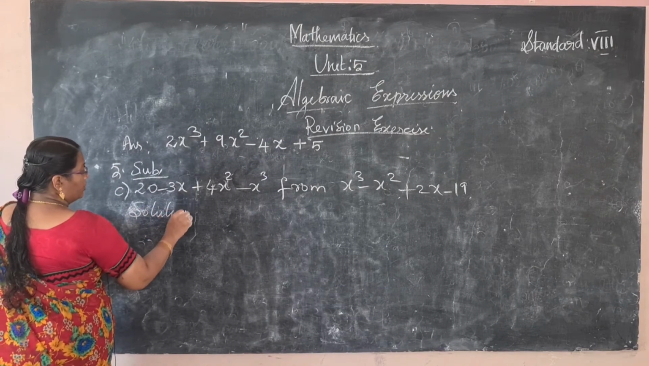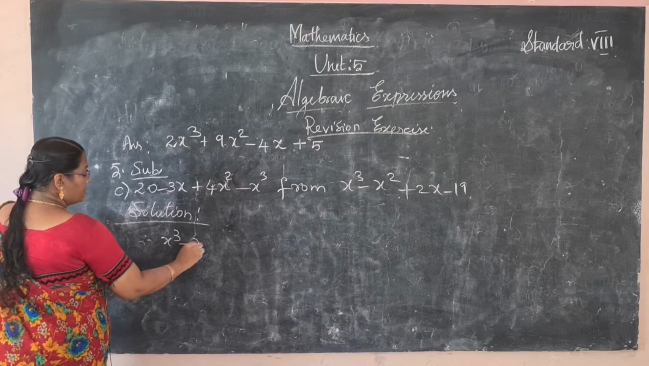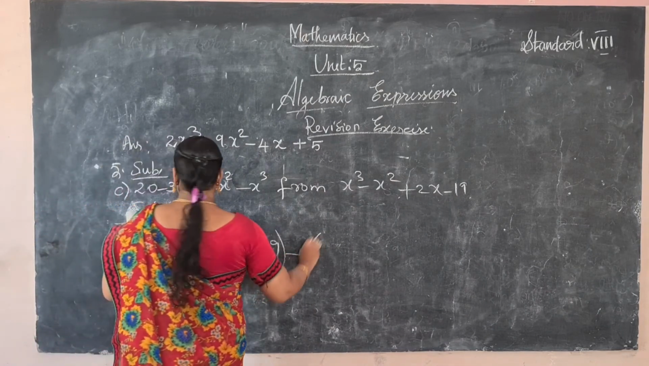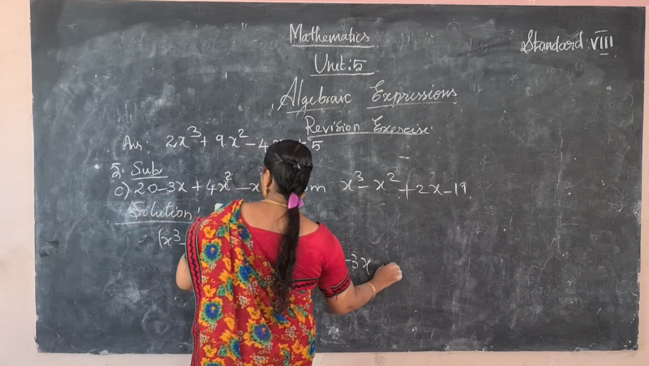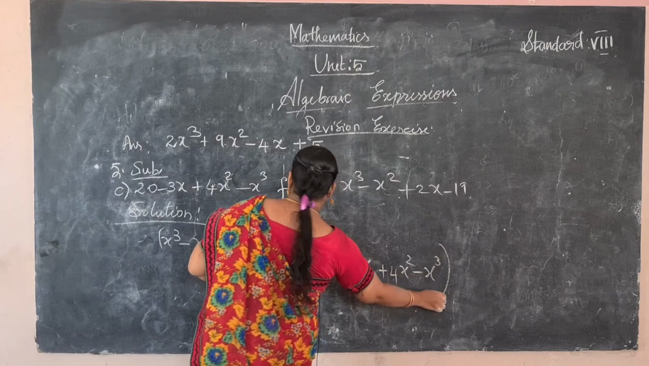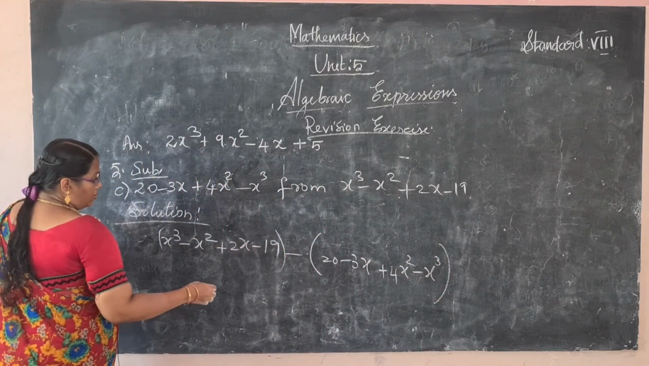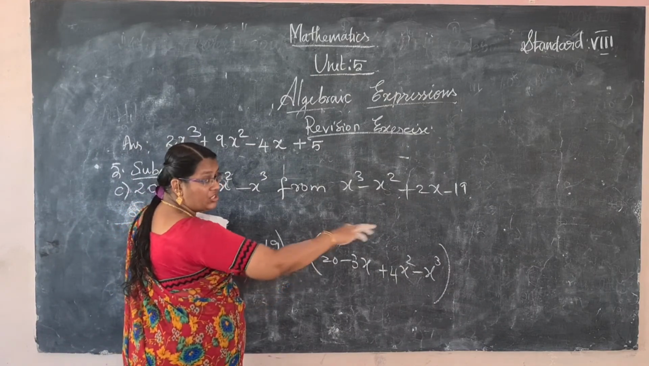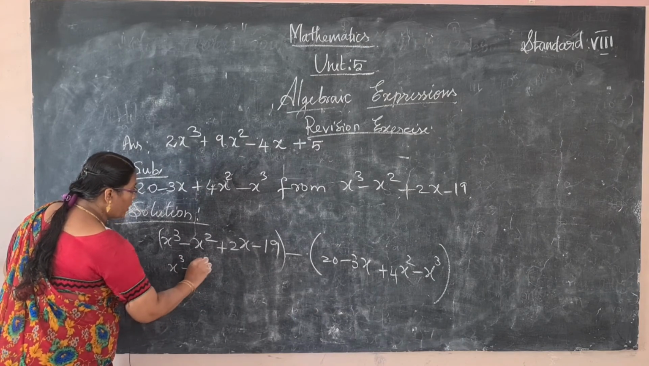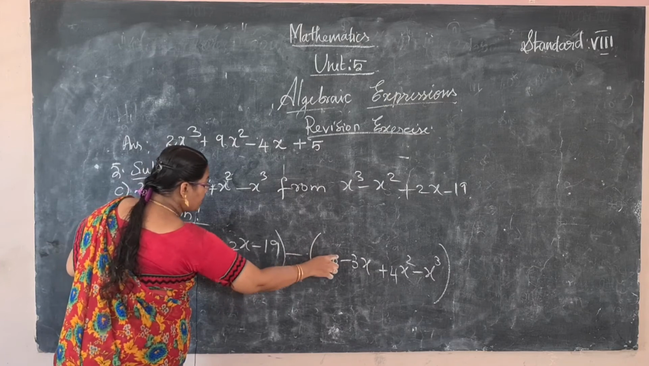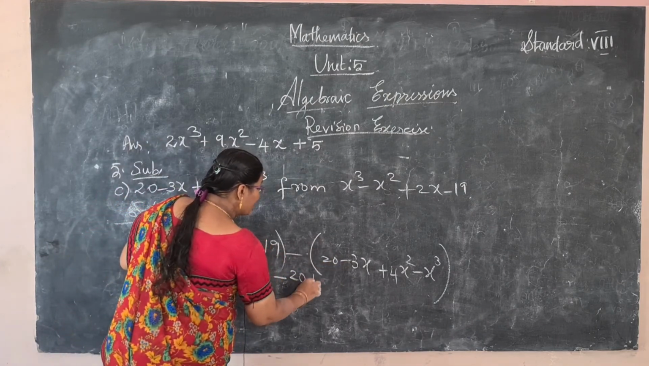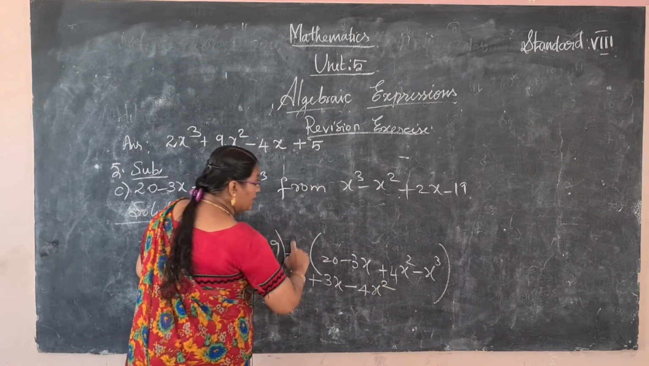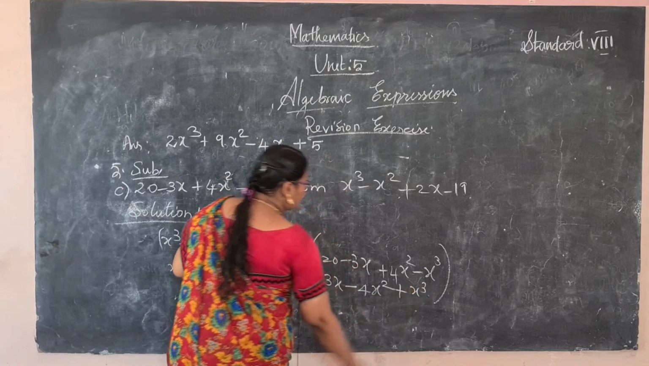Solution: x^3 minus x^2 plus 2x minus 19, minus 20 minus 3x plus 4x^2 minus x^3. Before the subtraction, what we do is multiply the negative sign into each term. So x^3 minus x^2 plus 2x minus 19, minus into 20 gives minus 20, minus into minus 3x gives plus 3x, minus into plus 4x^2 gives minus 4x^2, and minus into minus x^3 gives plus x^3.